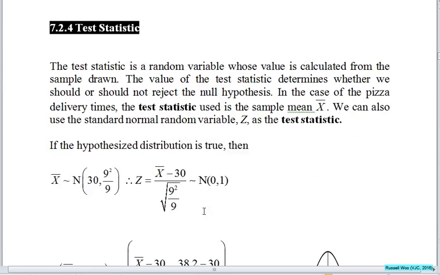Test statistic. Let's give ourselves a mental break. Pause.